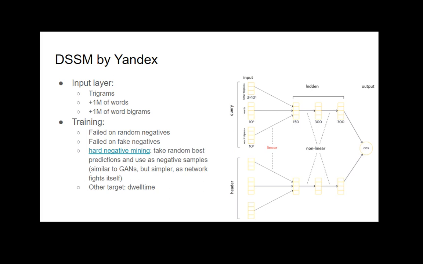And so after failing these two approaches, they turned to hard negative mining. So what is this thing? You take the best predictions and use them as negative samples again, and you repeat this procedure multiple times. And this approach, for some reason, worked. Yeah. What are the random negatives?